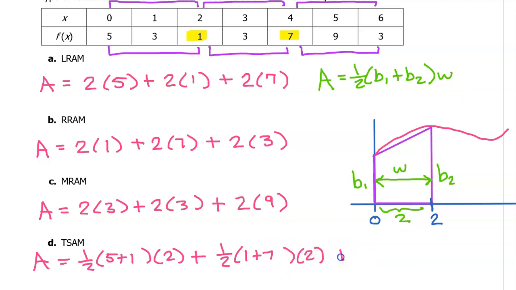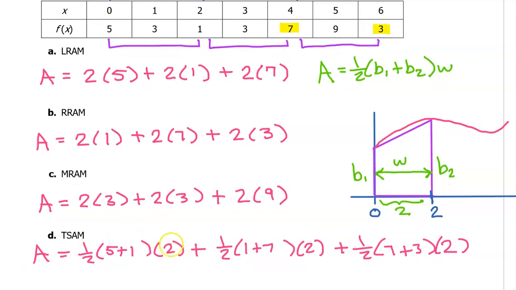And then our third trapezoid, 1/2 base 1 plus base 2 times the width. So base 1 and base 2. Here's base 1, here's base 2. The left and the right height. Okay, so I will have 7 plus 3. And then the width again is going to be 2. So this is actually the answer, the Riemann sum using the TSAM method.